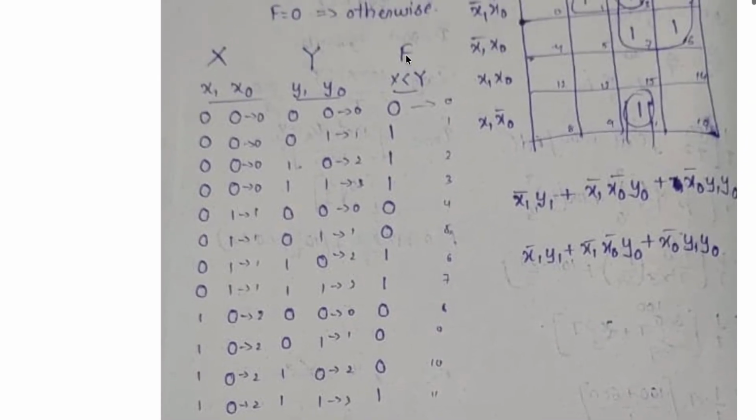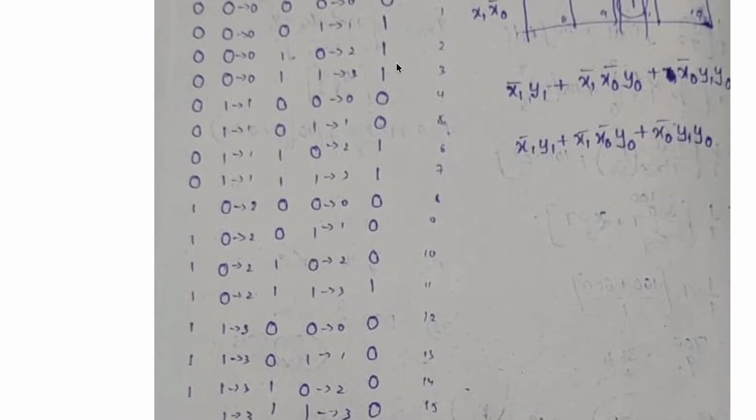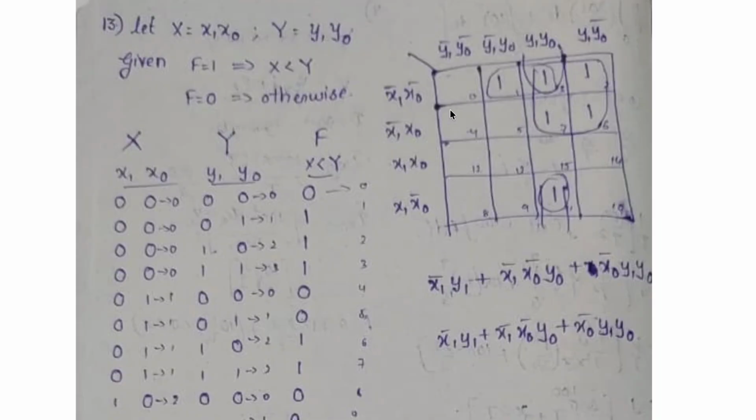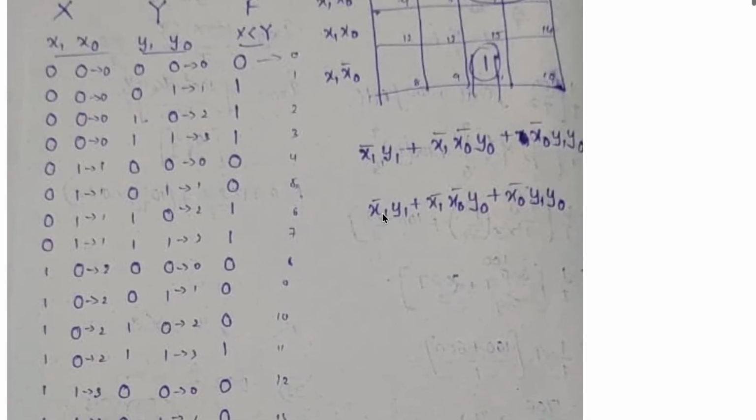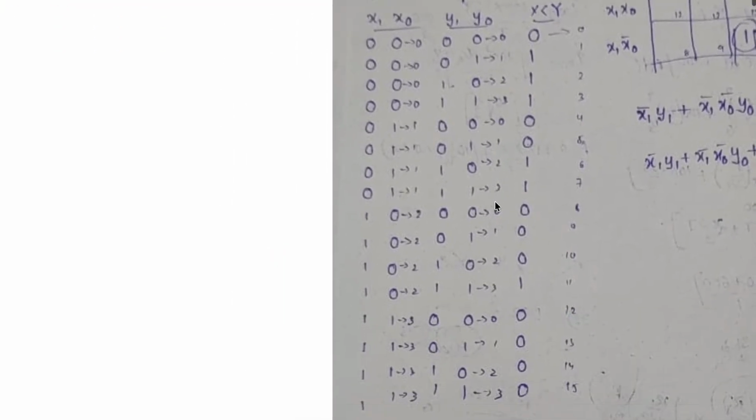Now the function given is x less than y. Here x is 0 and y is 0. X is equal to y, so f is equal to 0 as per the question condition. Here x is equal to 0 and y is equal to 1, so 0 is automatically less than 1, so f is 1. By comparing each and every term, we get the values of the minterms. So we substitute the minterms in the K-map and reduce the K-map. The final answer is x1 y1 bar plus x1 bar x0 bar y0 plus x0 bar y1 y0. So this is the answer. It is a little bit lengthy, but the calculation is important.